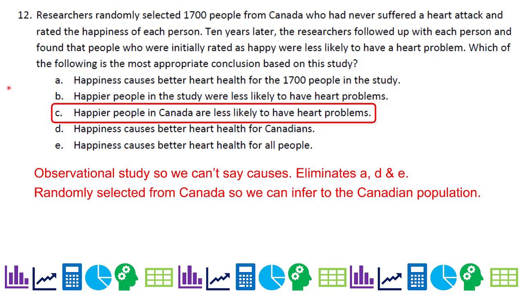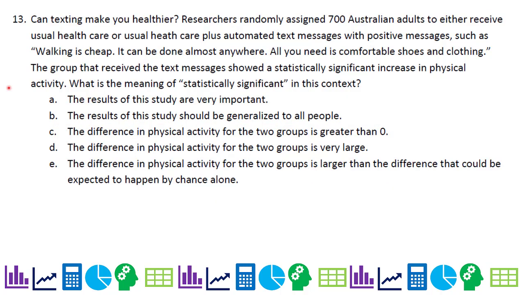If we had had volunteers in this study, then it would have been happier people in the study were less likely to have heart problems. But we didn't have volunteers. We randomly sampled from the Canadian population, so we can infer to the Canadian population.